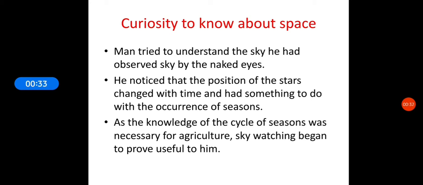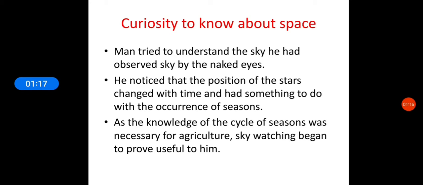From early days man has been curious about the sun as well as moon and the stars seen in the night sky. Using his boundless imagination, he tried to understand the sky as observed by the naked eyes. He noticed that the position of the stars changed with time and had something to do with the occurrence of seasons. As the knowledge of the cycle of seasons was necessary for agriculture, sky watching began to prove useful to him. The position of constellations was also useful to seagoers for navigation.